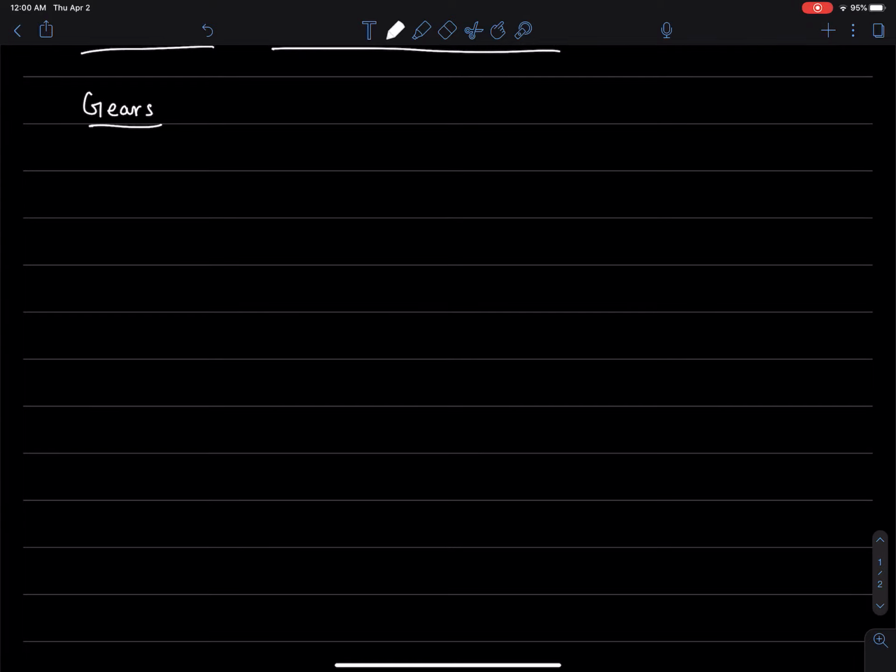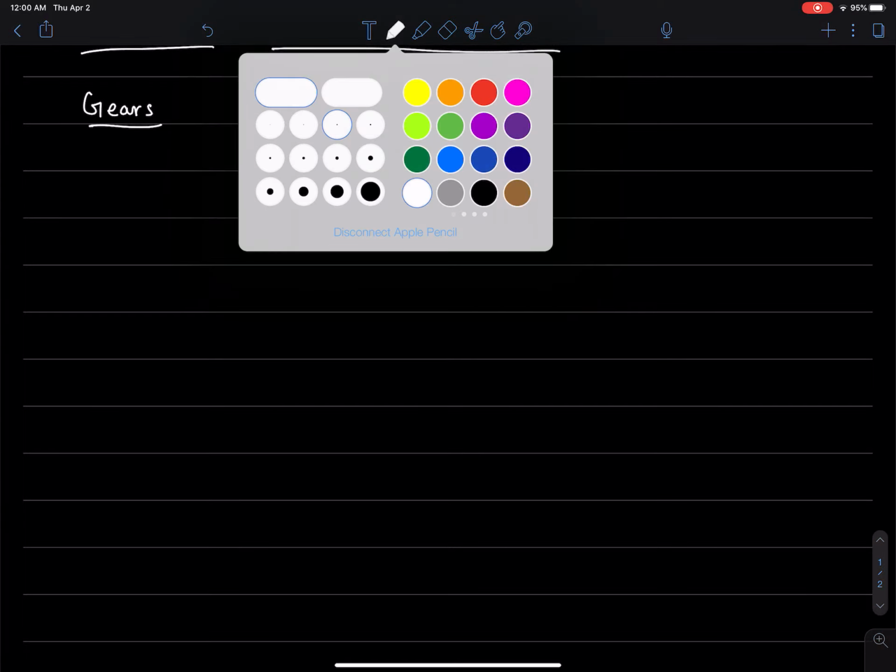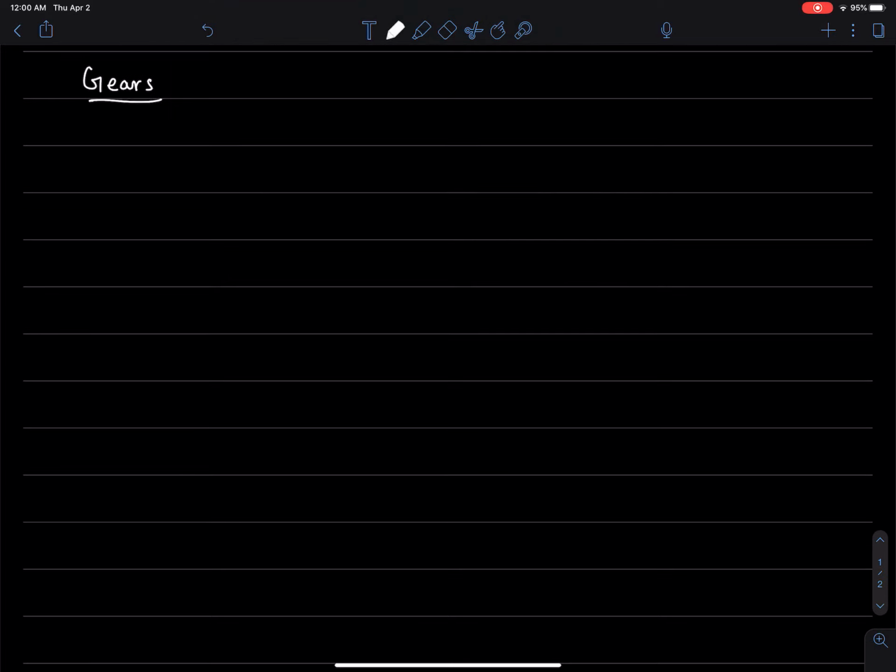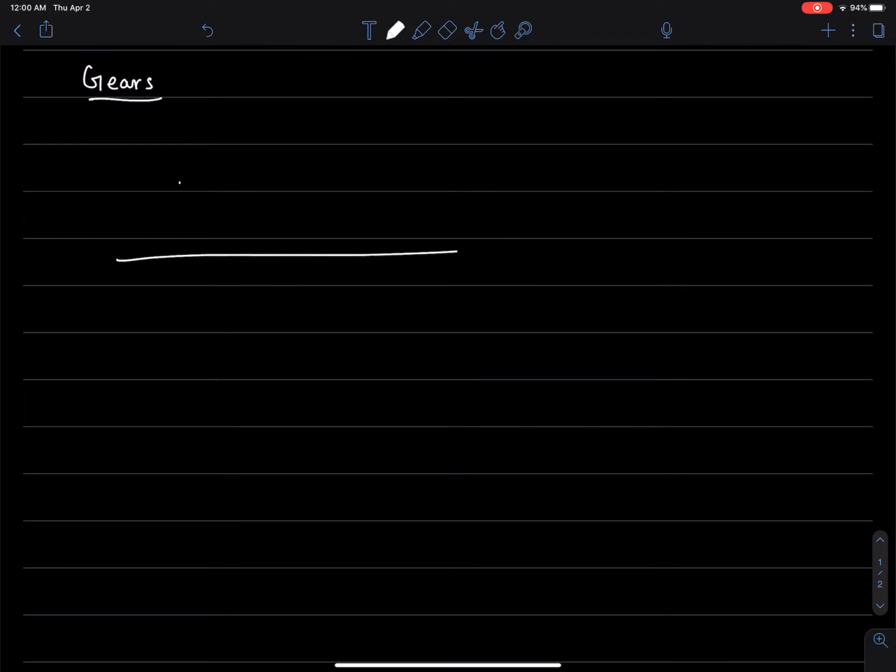So what are gears? You all know what gears are in some sense. Let me just draw a very rough picture of what gears look like. This is not meant to be particularly precise or accurate. So imagine one gear like so, and another gear like so.